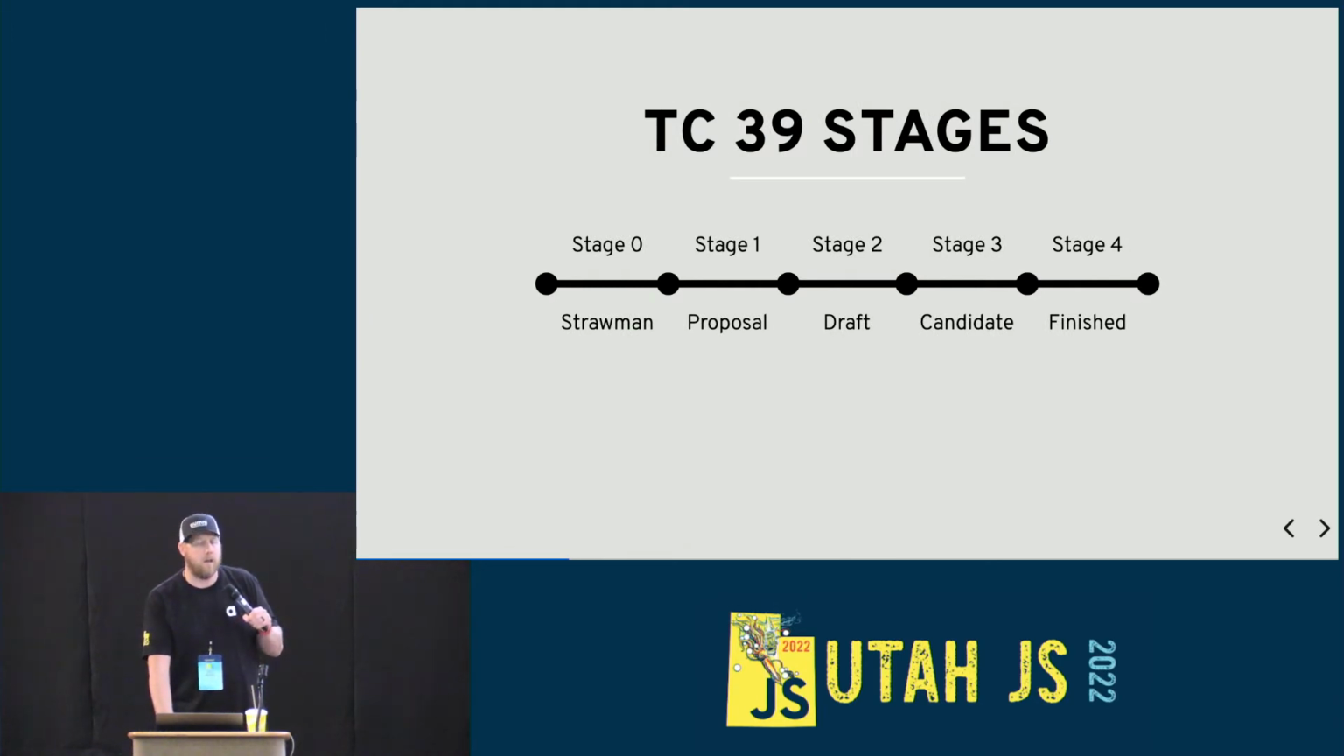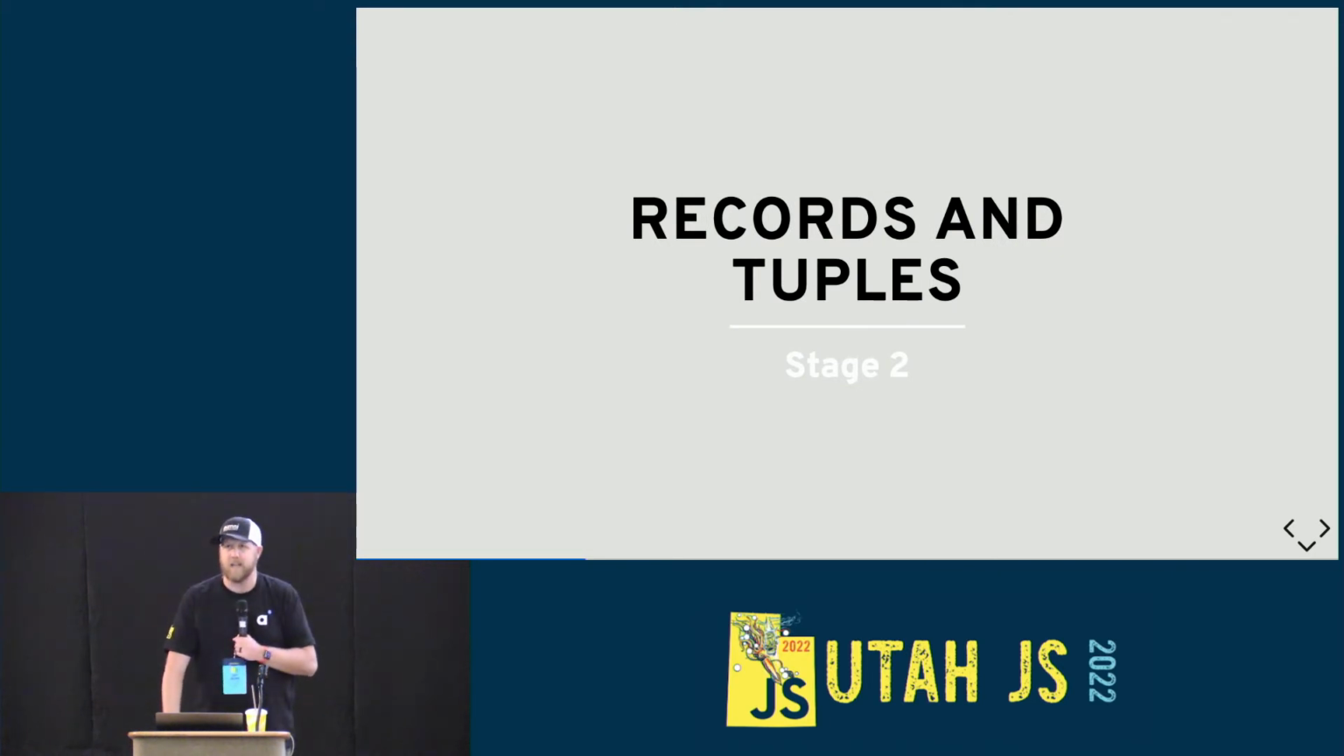Briefly on the concept of TC39 stages, this is how a proposal gets from an idea to in the language. There are 4 stages. And that's all I'm going to say about that. I'll tell you the stages of each of these proposals as we talk about them, and that'll give you an idea as to where they are and the likelihood of being introduced. So records and tuples, currently at stage 2.